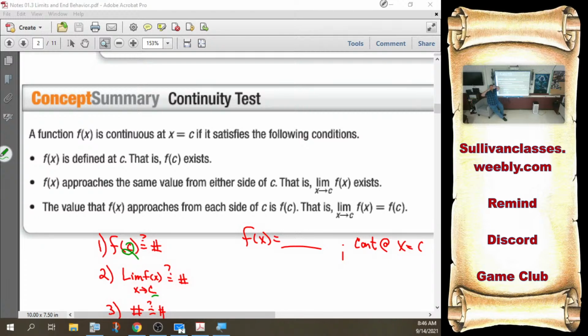Okay, it's this number. 2.00001. Okay, it's this number. Are those numbers the same? Yeah, cool. Then that's my limit. Is that number equal to that number? That's it. That's your test.